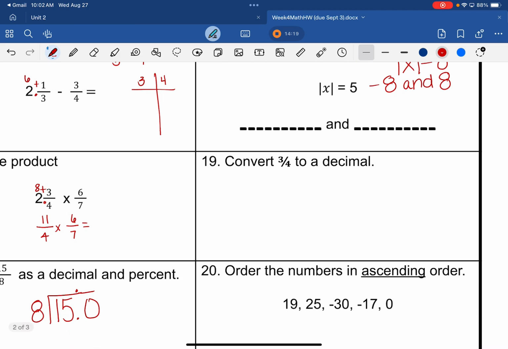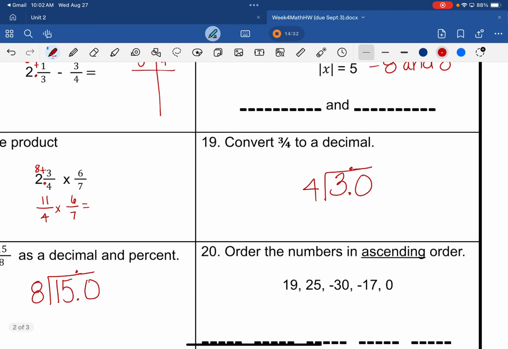Number 19, convert to a decimal. Numerator in, denominator out, and divide. This one, I have faith in you that by the end of the school year, you'll have it memorized.